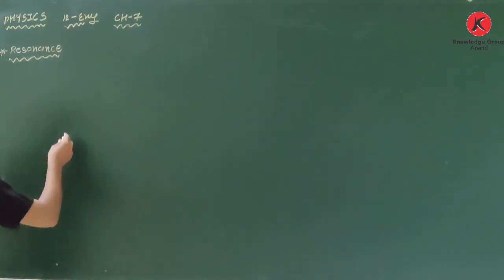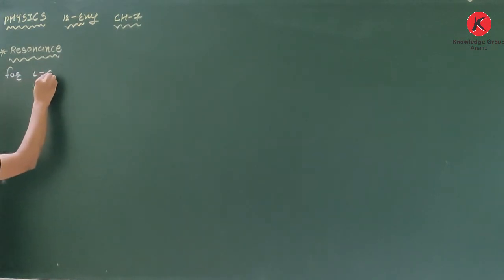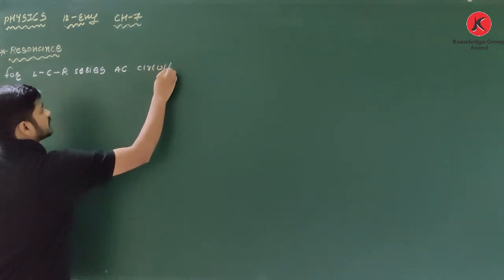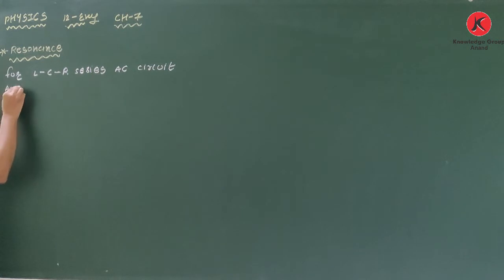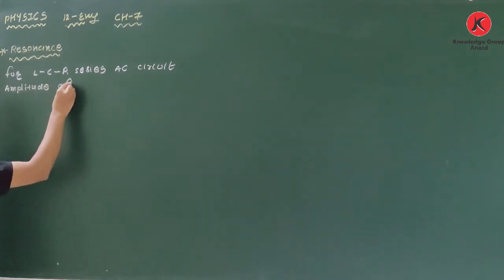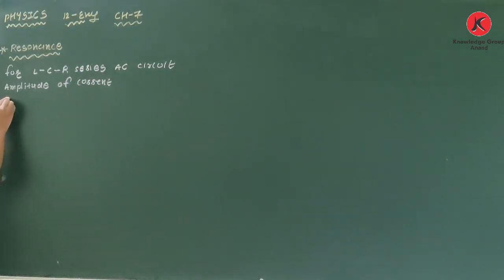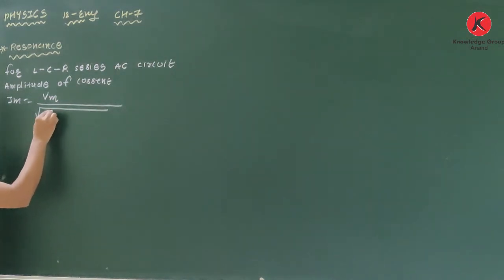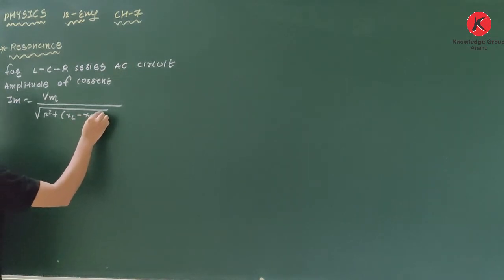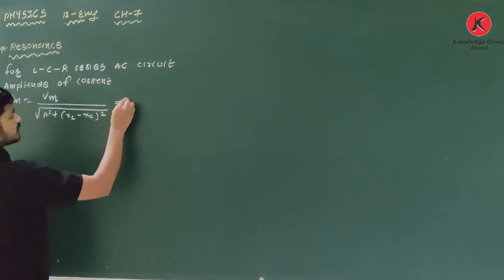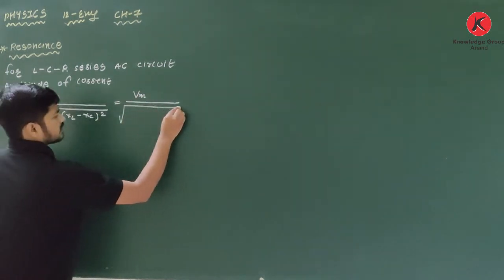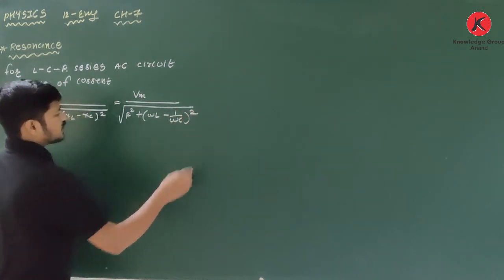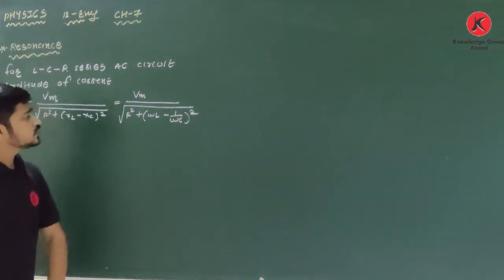See, for the LCR series AC circuit, the amplitude of current is given by Im is equal to Vm upon under root R square plus (XL minus XC) whole square, or I can write Im is equal to Vm upon under root R square plus (omega L minus 1 upon omega C) whole square, because XL is equal to omega L and XC is equal to 1 upon omega C.